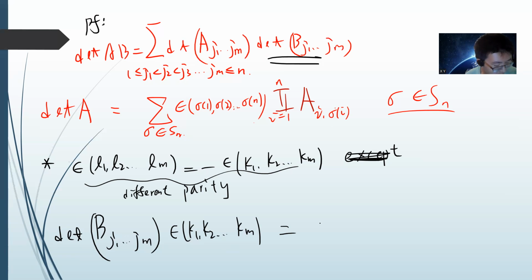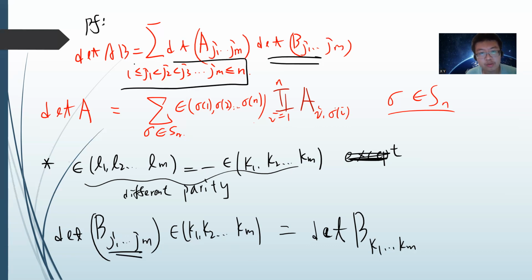This will become the determinant of B of K1 up to Km. So J1 up to Jm are by definition in a fixed order, and for B of K1 to Km, they may not be in a fixed order. Maybe K1 to Km is like 1, 3, 2, and J1 to Jm must be 1, 2, 3. Then obviously their difference will be a tensor like 1, 3, 2, which is -1, because the determinant will be just the permutation of this.